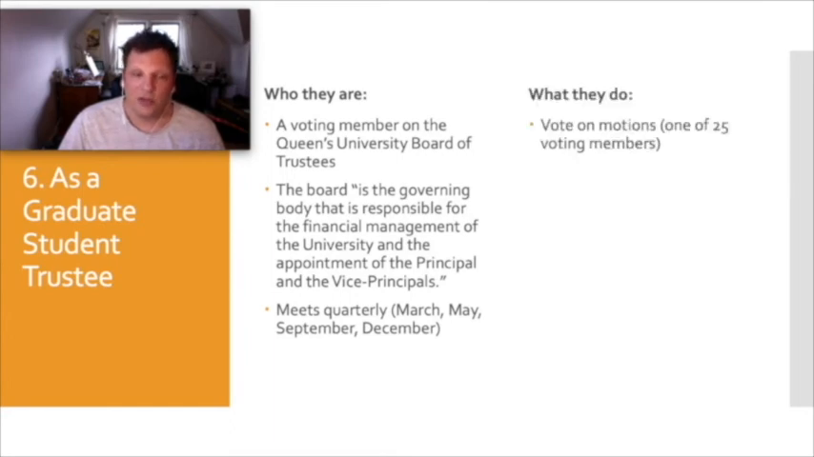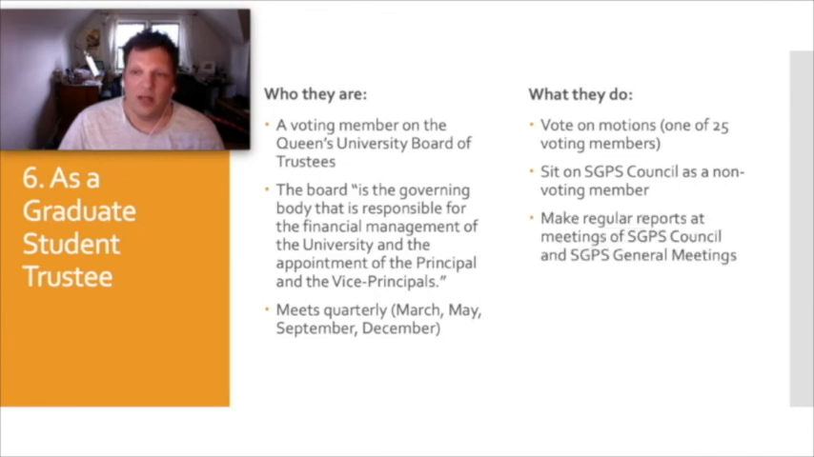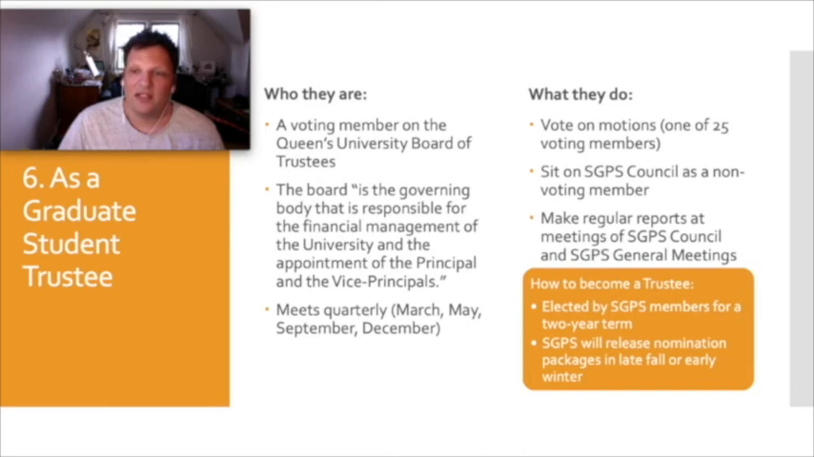As a graduate student trustee, you're one of 25 voting members of the Board of Trustees. You also sit on SGPS Council as a non-voting member and make regular reports so we know what's going on in that body. And to become a trustee, the process is pretty much exactly the same as becoming a senator.